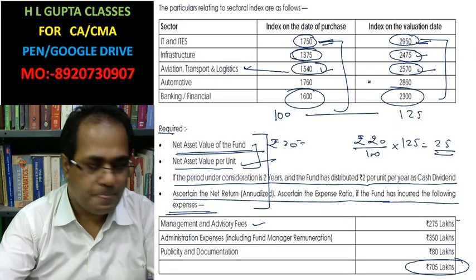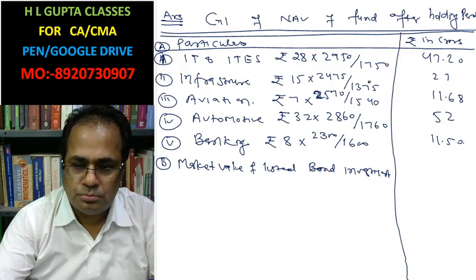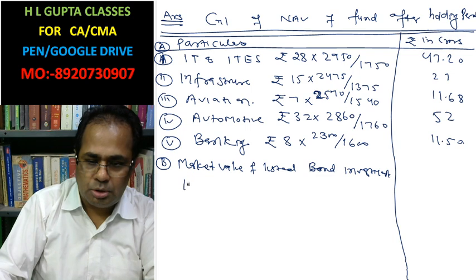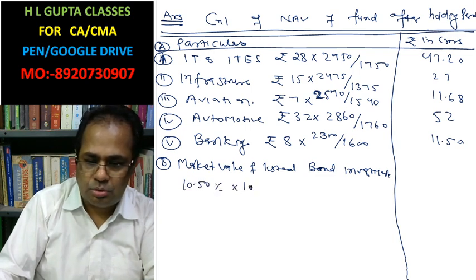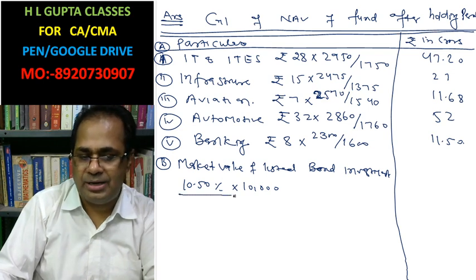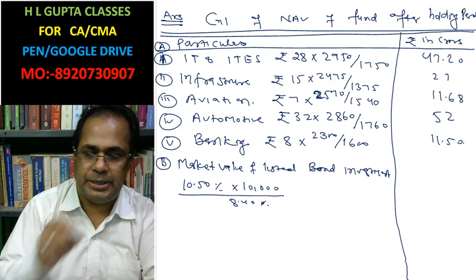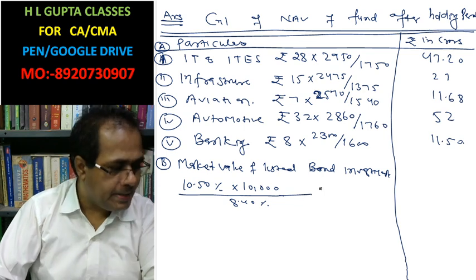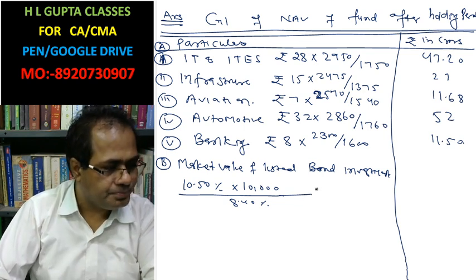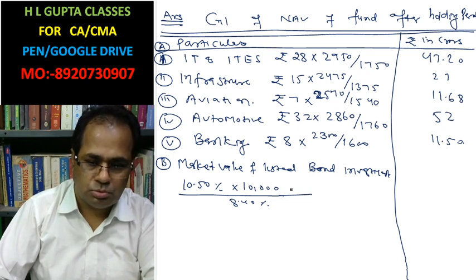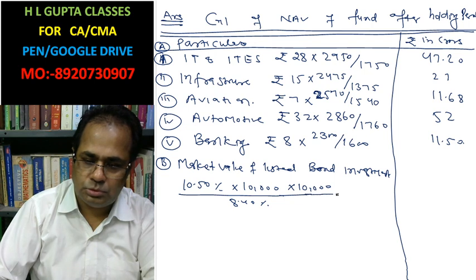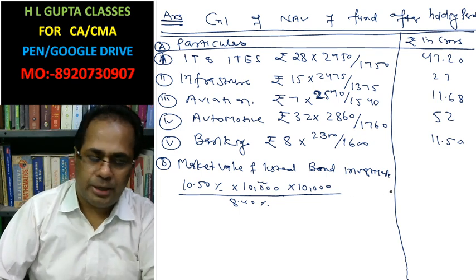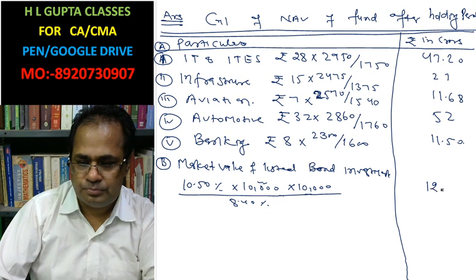Okay. Now, this is calculated as 10.50% into 10,000 divided by 8.40% into 10,000. Okay, this is done. Number of units, this is the face value of each bond. Okay, now this is calculated as 12.50 crores.